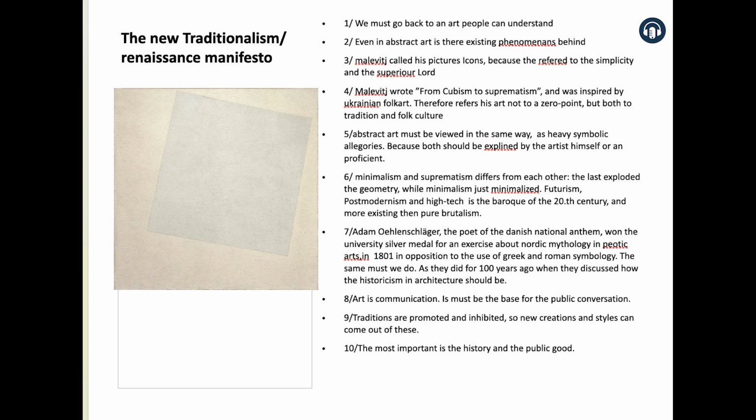Art is communication. It must be the base for public conversation. Traditions are promoted and inhibited, so new creations and styles can come out of these, and the most important thing in art is the public good.